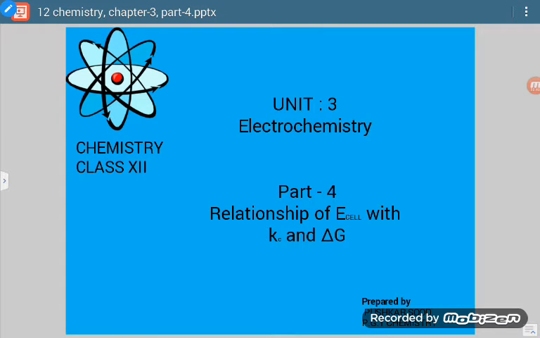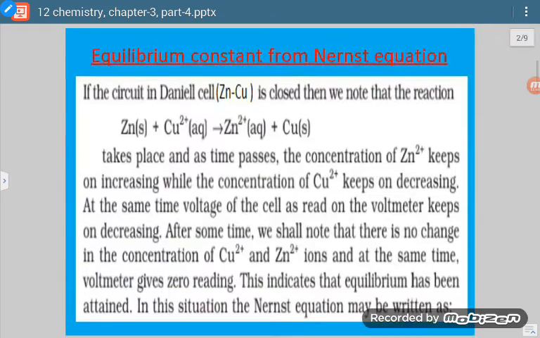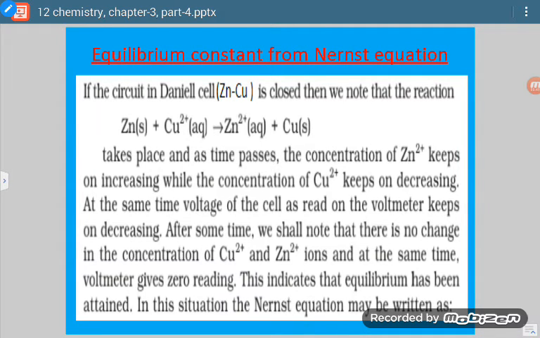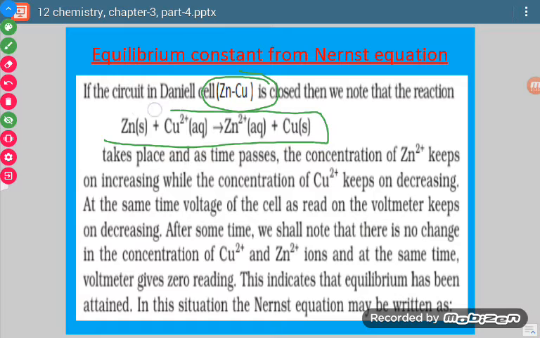Now, the two important relations we are going to do. First of all, the equilibrium constant from the Nernst equation. When we relate cell potential and equilibrium constant, we have to start from the electrochemical cell. Let us take the zinc copper cell, or the Daniell cell. First we will write the half cell reactions occurring in this cell, and then the complete cell equation. So the complete cell equation is this much.